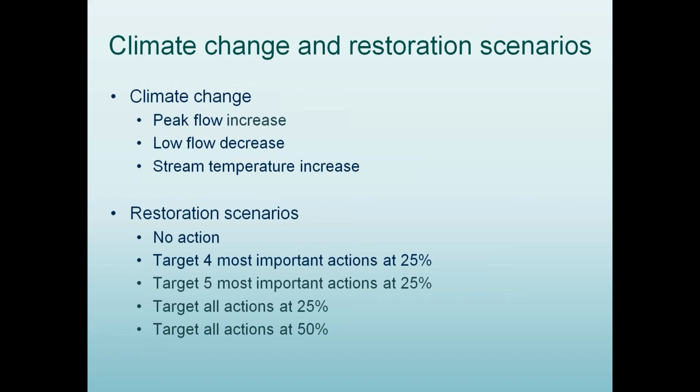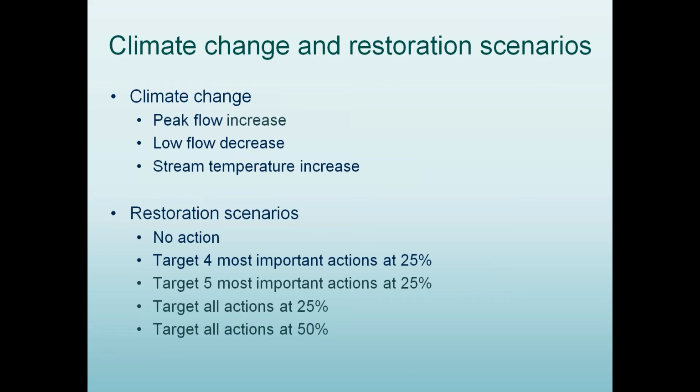So we can do a no action scenario. We just go forward with climate change and don't do any restoration. What do we expect populations to do? And then we can target either the 4 most important actions or the 5 most important actions or all actions at different intensities. So in this example, we're starting off with actions at 25% of their historical potential.